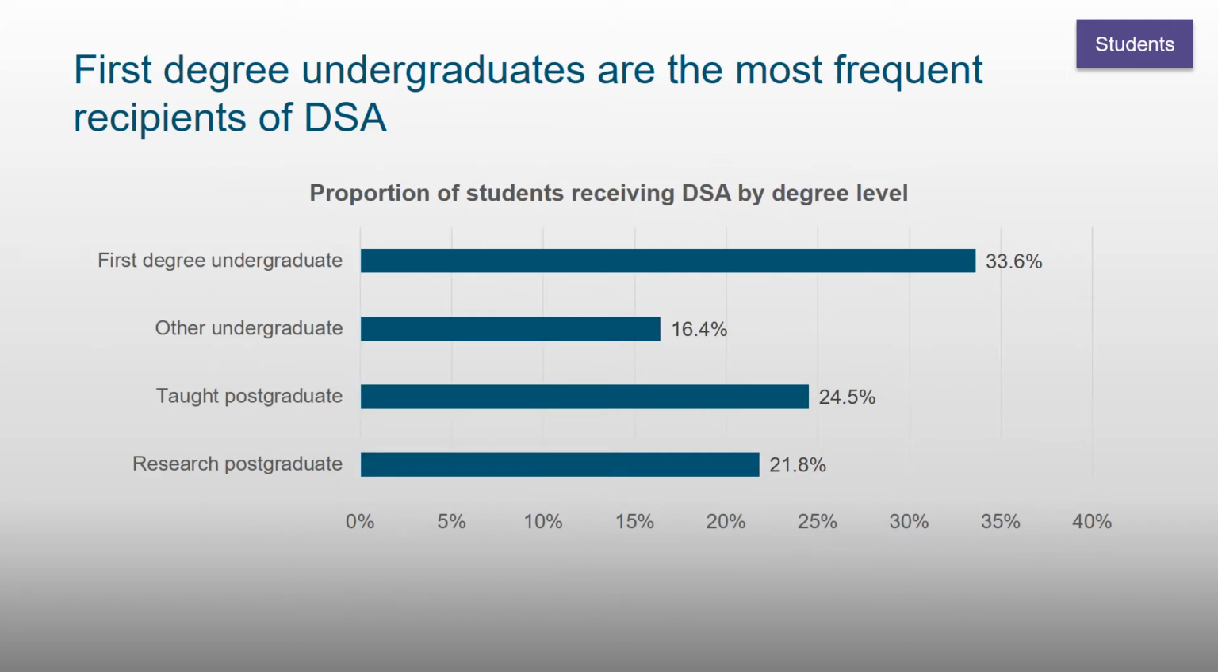Disability allowance take-up also varies across degree levels. The biggest proportion of the allowance recipients are first degree undergraduates, making up a third of the recipients, followed by master students who make up nearly a quarter of the recipients. Almost 22% of the DSA recipients are research postgraduate students, and nearly 16.5% of the recipients are students from other undergraduate degrees.